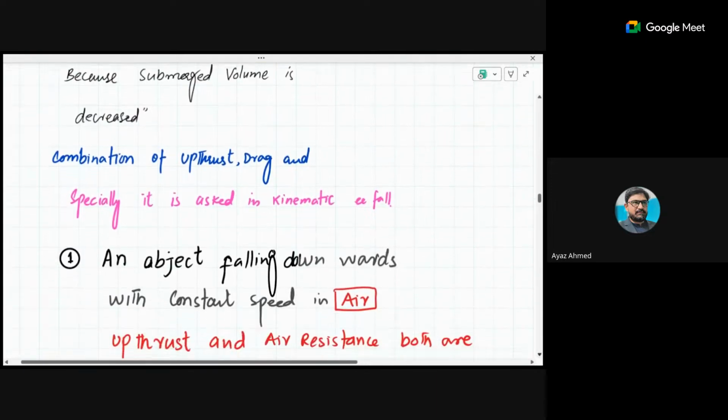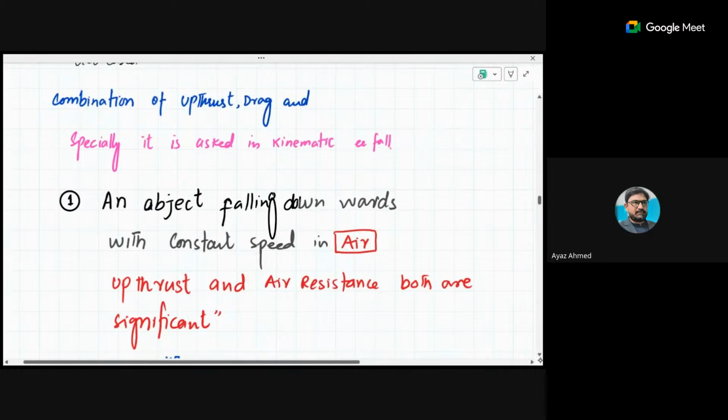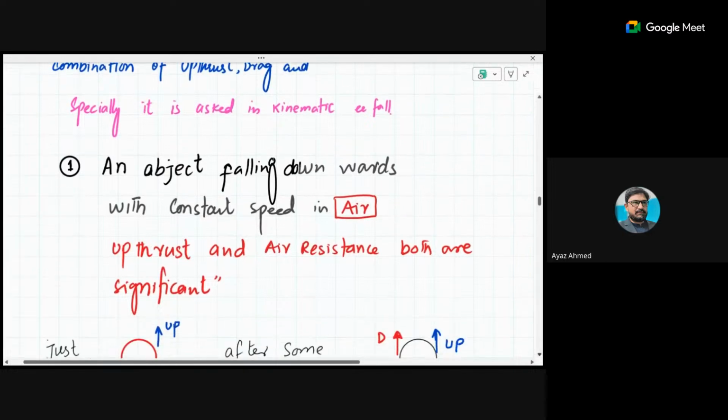Now, the combination of upthrust and drag, as I told you I would talk about at the end of this topic. When we talk about upthrust and drag together, drag can change direction. For example, if the object is moving upward, the drag would be acting downward. But if the object is moving downward, drag would be acting upward. But upthrust would always be acting in the upward direction.